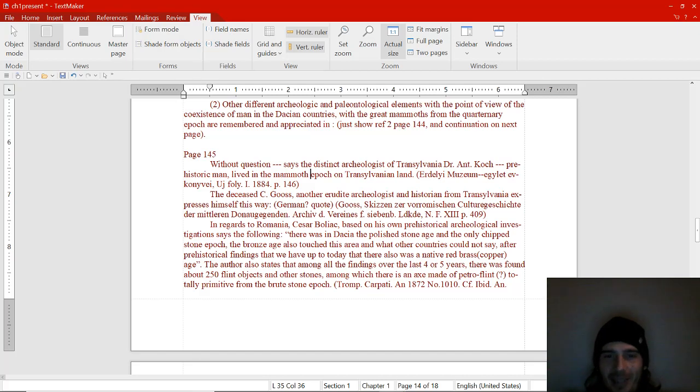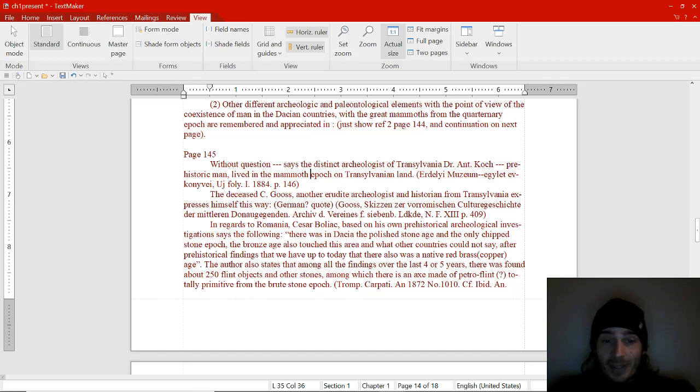German quote at his reference. But I'm telling you, he's a genius, okay? In regards to Romania, Caesar Bolyak, based on his own prehistorical archaeological investigation, says the following. There was in Dacia the polished Stone Age and the only chipped stone epoch. The Bronze Age also touched this area, and what other countries could not say, after prehistorical findings that we have up to today, that there also was a native red brass / copper age. That's worth investigating for sure.